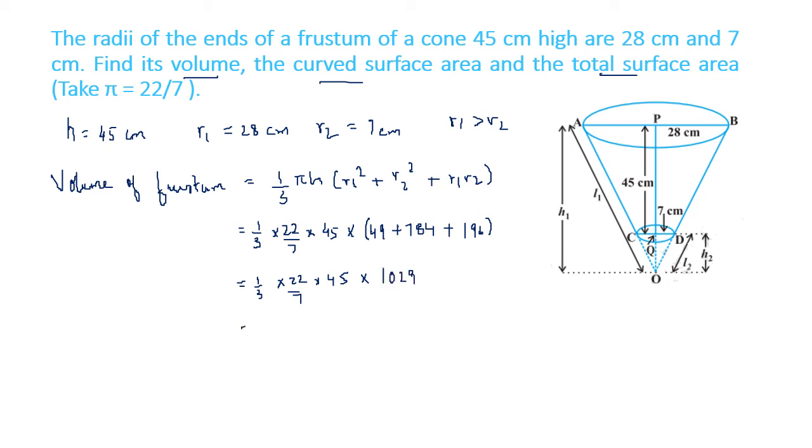1029. Okay, so we put 3 ones are, 3 15s are, then 7 ones are, 7 147s are. So 147 into 15 into 22 should give us 48510 centimeter cube, which is the volume of the frustum. Okay, and how do we find out the curved surface area, the CSA, of the frustum?